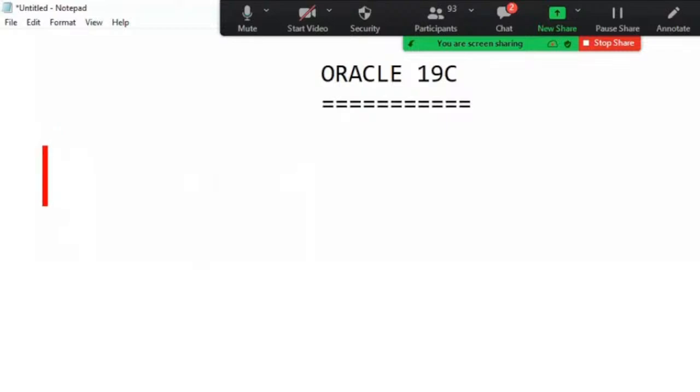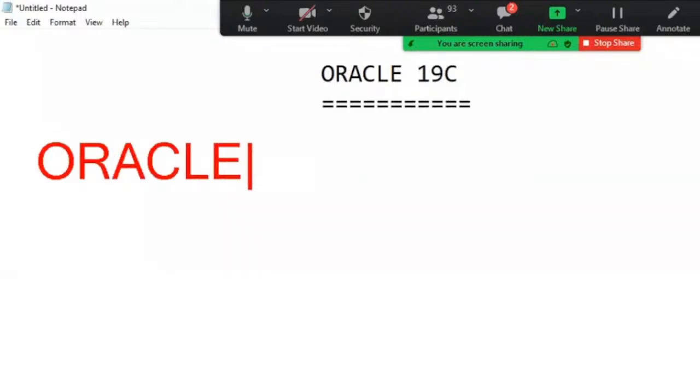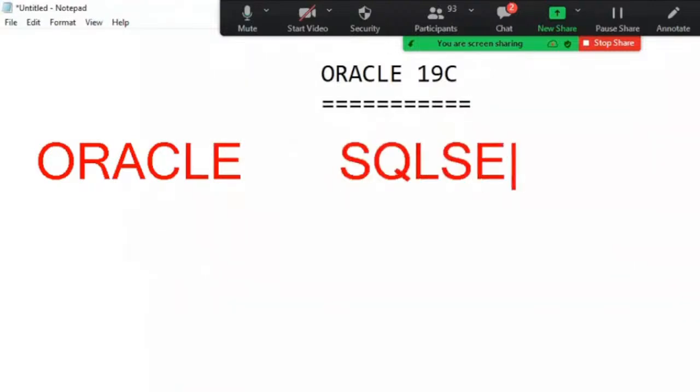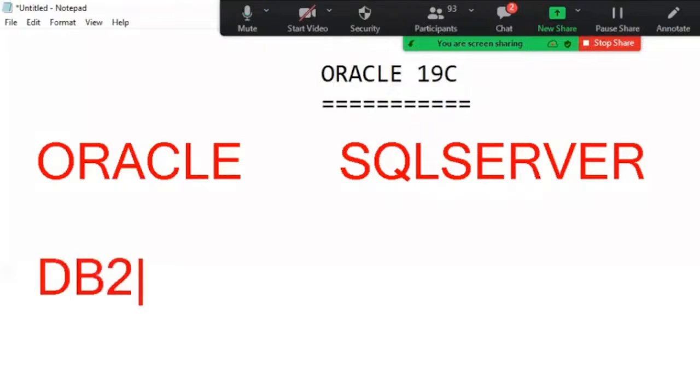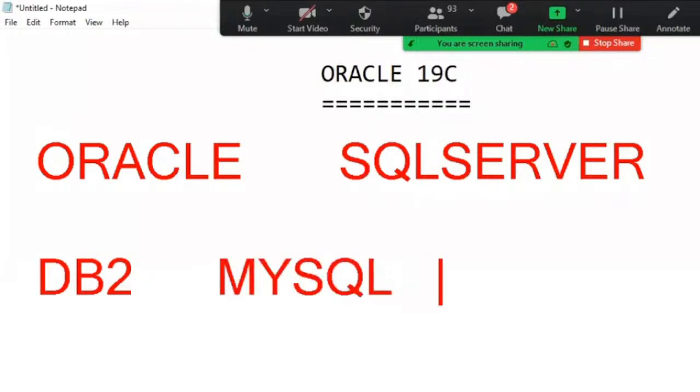Not only Oracle, so many database products are available on the software side. Suppose Oracle is a database product from Oracle Corporation. Observe it here. Different companies. Again, maybe so many fellows have an idea. SQL Server is a database product from Microsoft. DB2 is a database product from IBM. MySQL is a database product that is open source, but nowadays Oracle Corporation has purchased it.